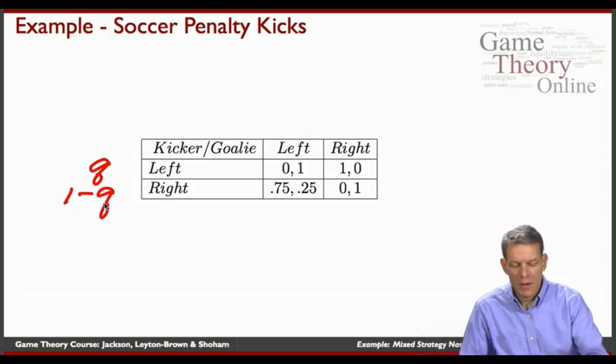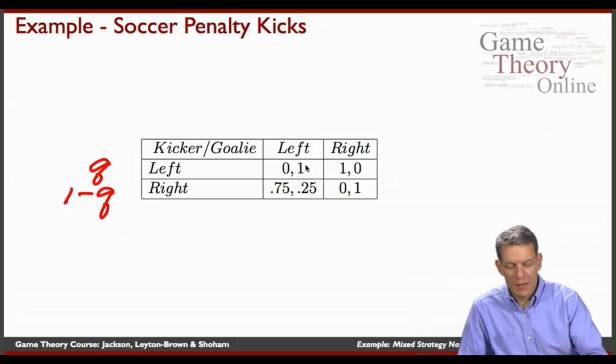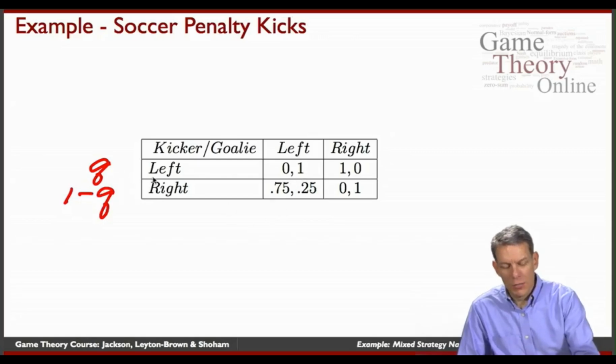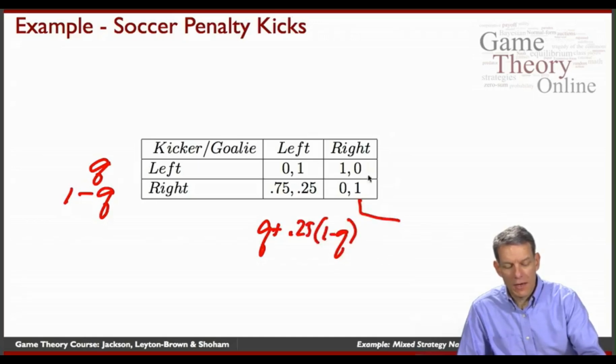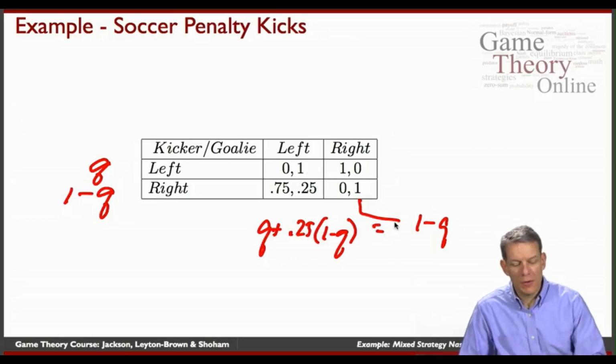for q. Well, for the goalie to be indifferent, what is their payoff if they go left? If they're going left, they're getting a q probability that they match, so they get q plus 0.25 times 1 minus q if they go left. If they go right, instead, what are they getting? They're just getting 1 minus q, right? So these two things have to be equal.